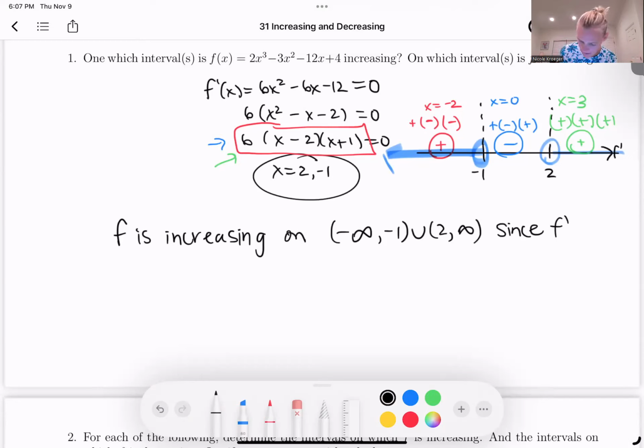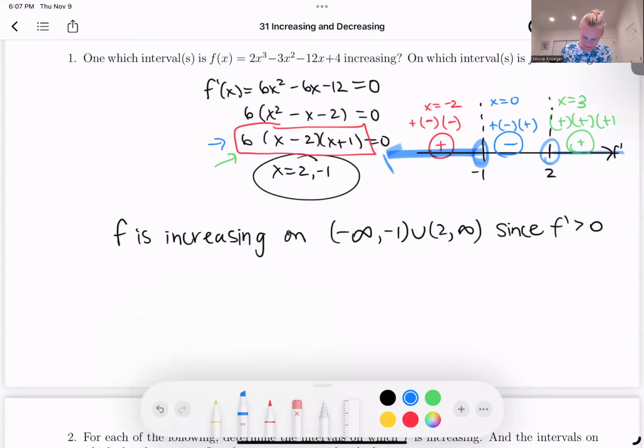Okay, so f is increasing on these intervals, and let's explain why. That's because f prime is positive. Be careful here with your phrasing. Don't say it is increasing because it is positive, because the "it"s mean different things there. So say f is increasing because the derivative is positive.